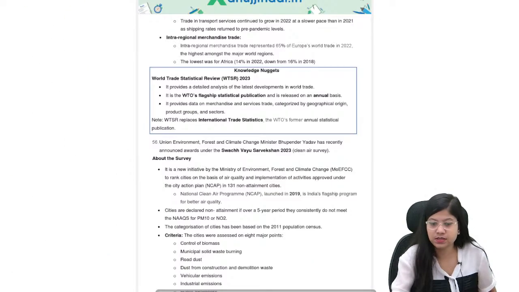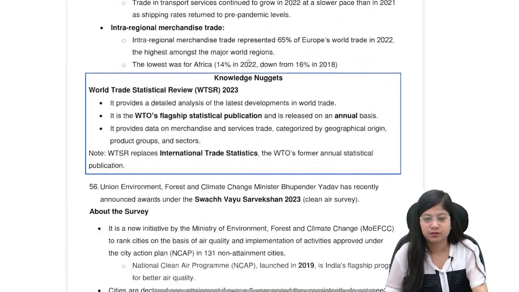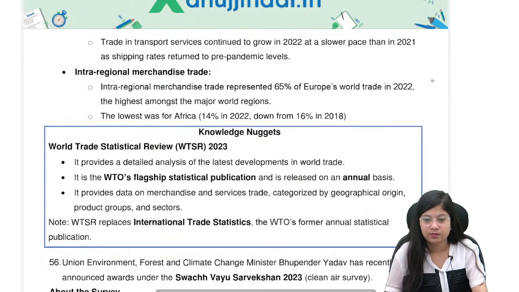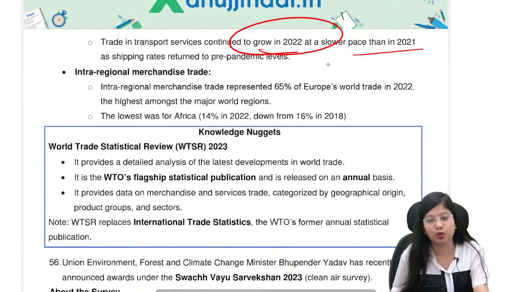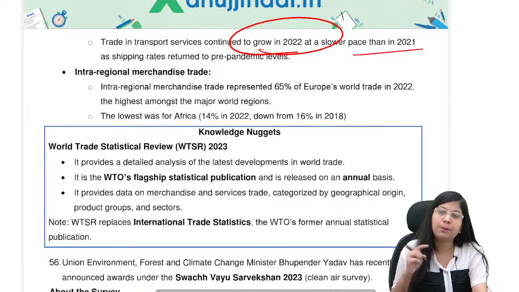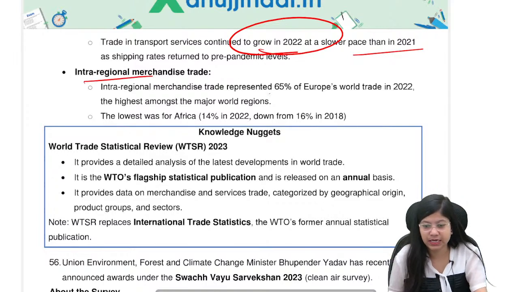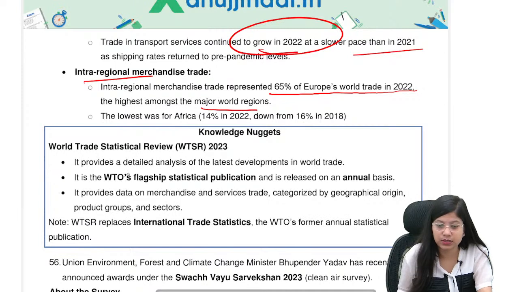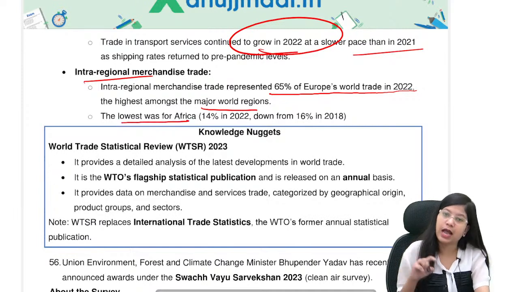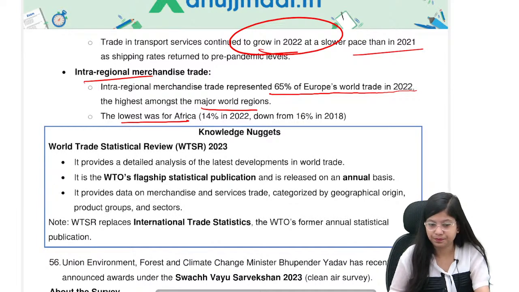Transport services. Trade in transport services continued to grow in 2022 at a slower pace in comparison to 2021. Intra-regional merchandise trade represented 65% of Europe's world trade in 2022. So that is the highest among the world regions. The lowest was for Africa. Okay.